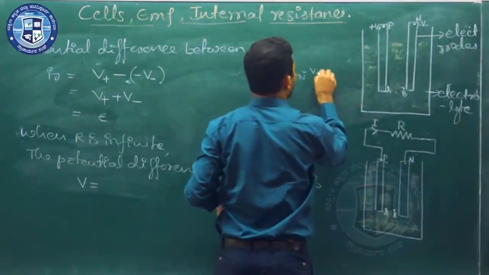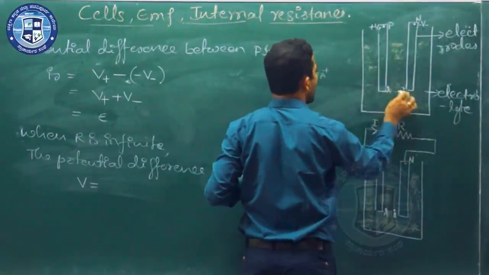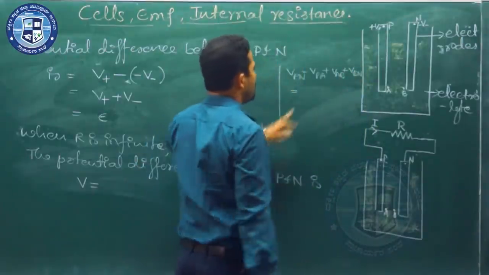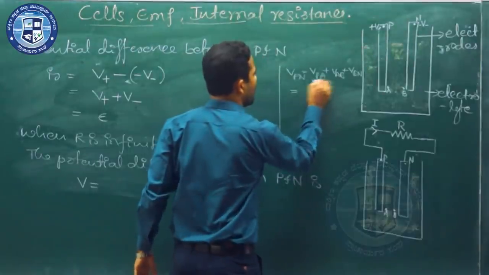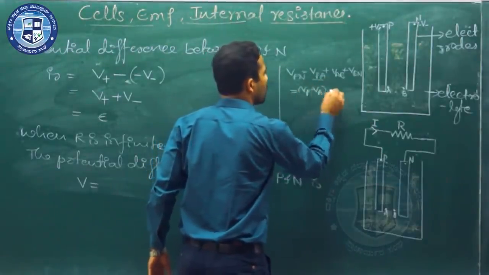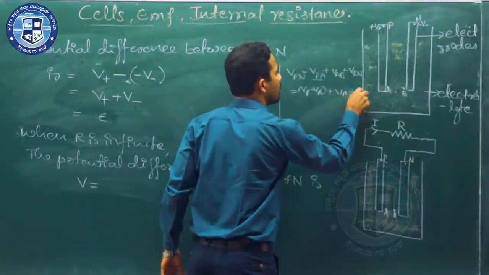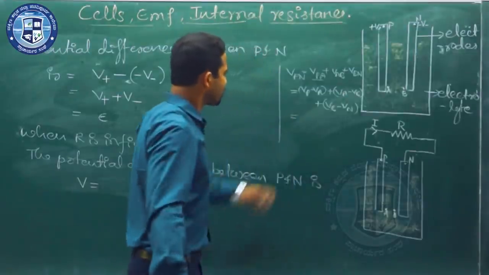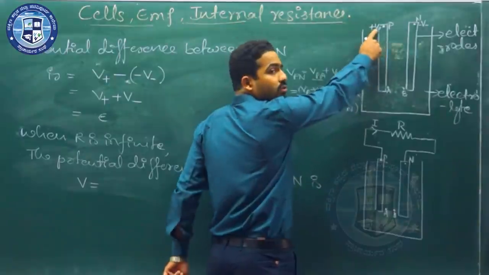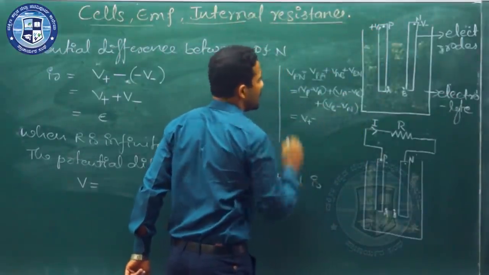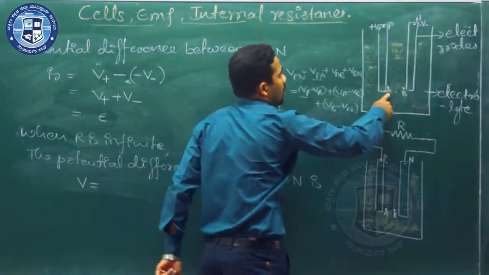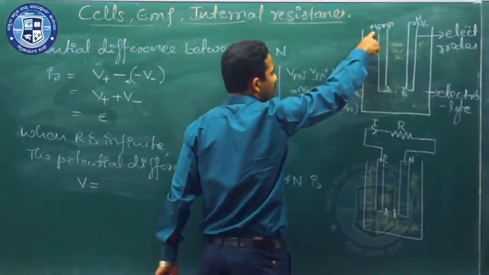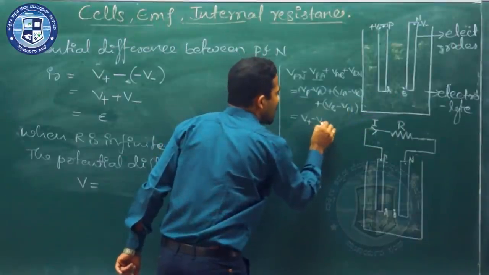That's why we are writing V_PA plus V_AB plus V_BN. What is the potential at P? This can be written as V_P minus V_A, plus V_AB can be written as V_A minus V_B, plus V_BN can be written as V_B minus V_N. Then, what is the potential at point P? That is V plus. Minus, what is the potential at A? I told you before, from P to A, when no external circuit is connected, the potential is V plus. So again, at the point A, the potential will be V plus.